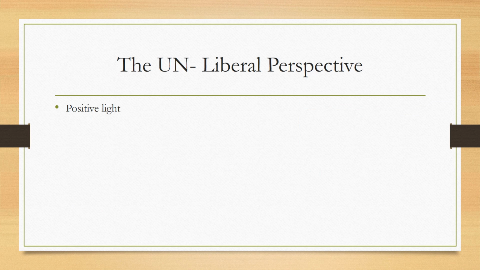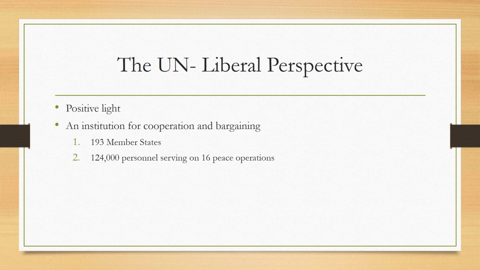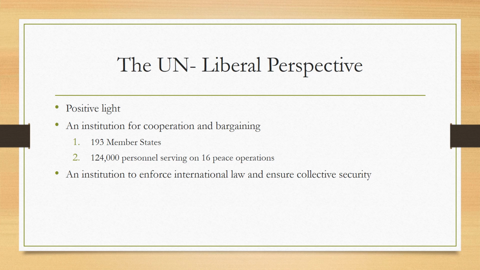From the liberal perspective, the United Nations is seen in a positive light. The UN places an emphasis on cooperation and bargaining, and this can be seen through their membership statistics. In the United Nations, there are currently 193 member states, along with 124,000 personnel serving on 16 different peace operations throughout the world.